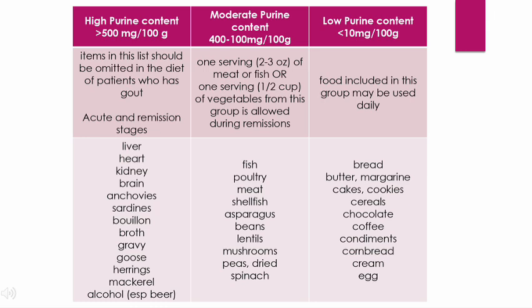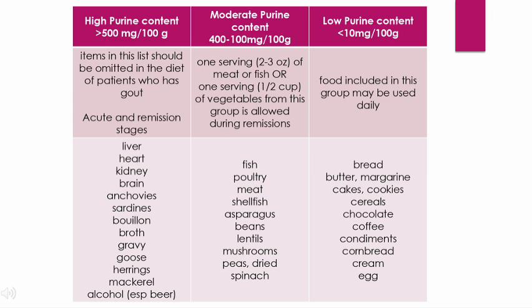This slide classifies foods based on their purine content, which is very important in the dietary management of gout. As mentioned earlier, purines are substances that break down into uric acid. So the more purines a person consumes, the higher the uric acid levels in the body. This slide divides foods into 3 categories: high purine, moderate purine, and low purine.